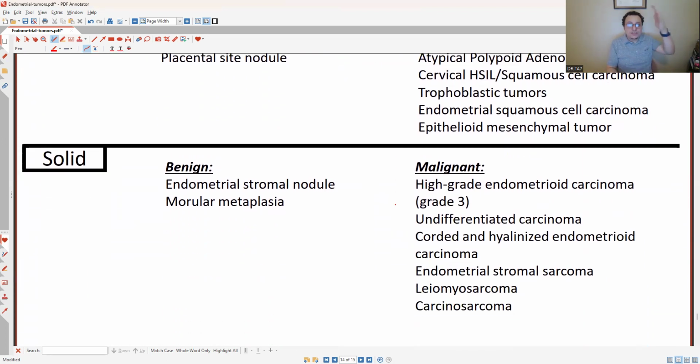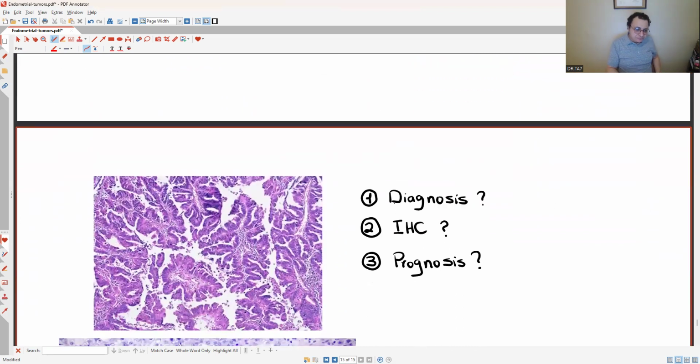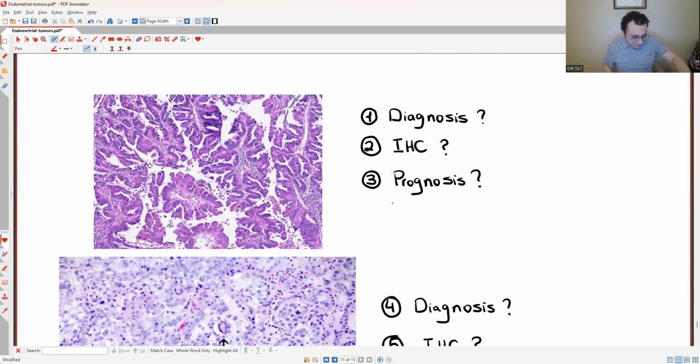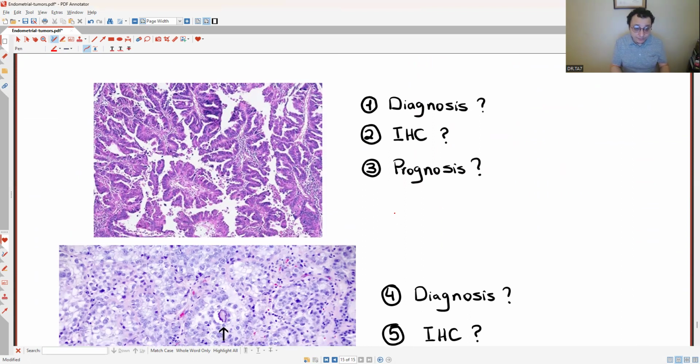And it also covers squamous and solid patterns. Not really important. These last two pages are just collections to try to stimulate your mind.